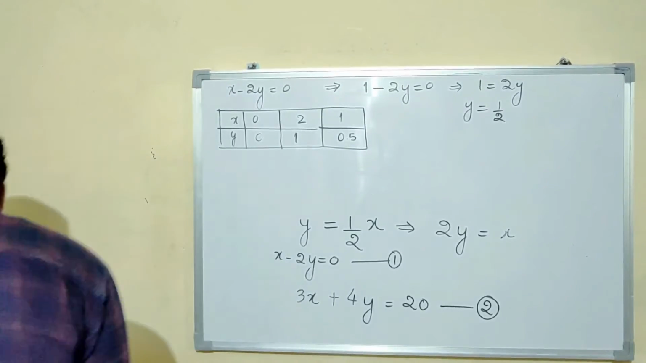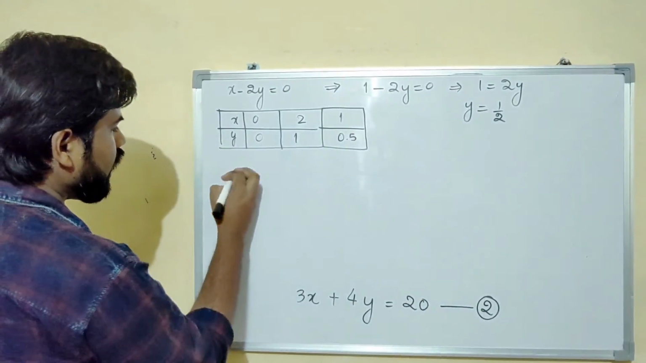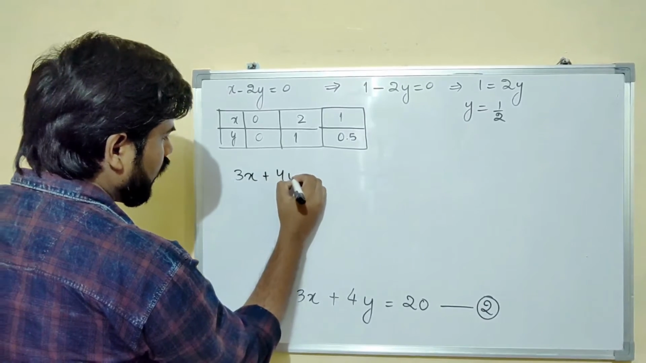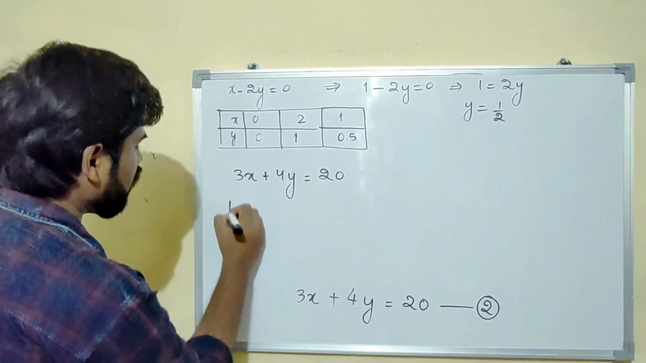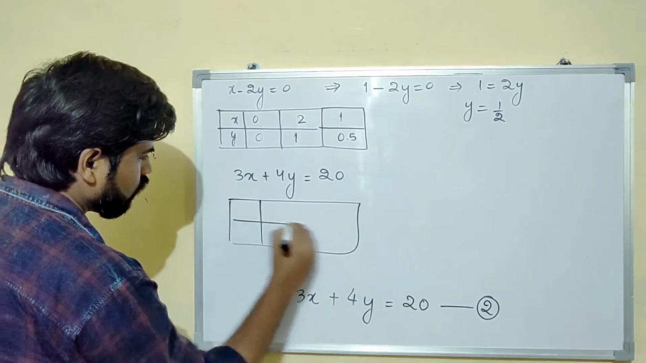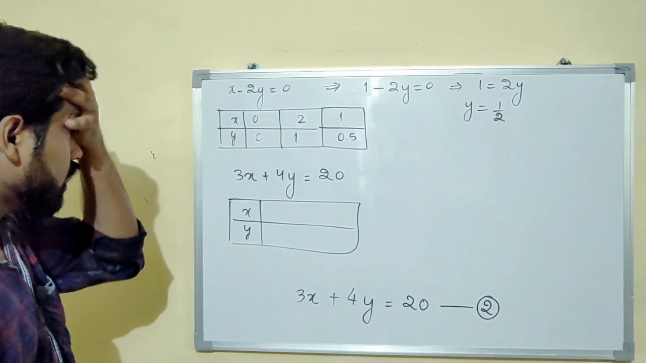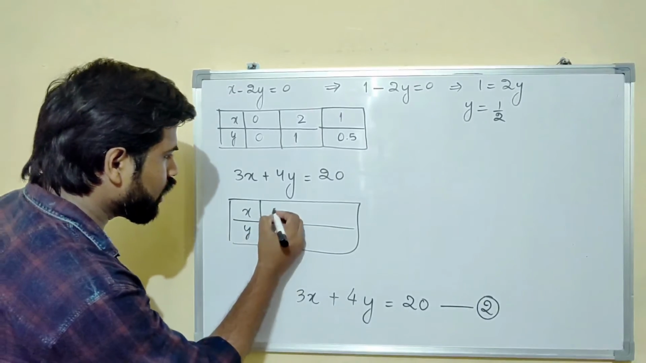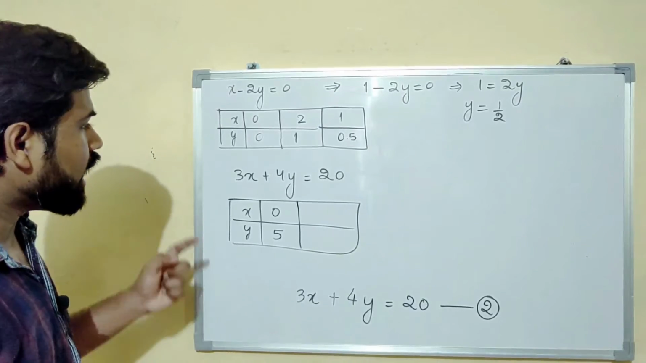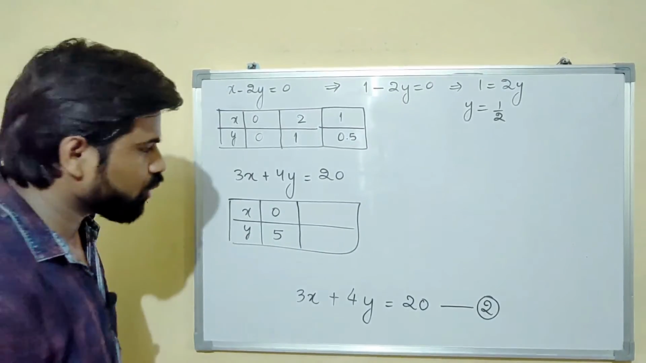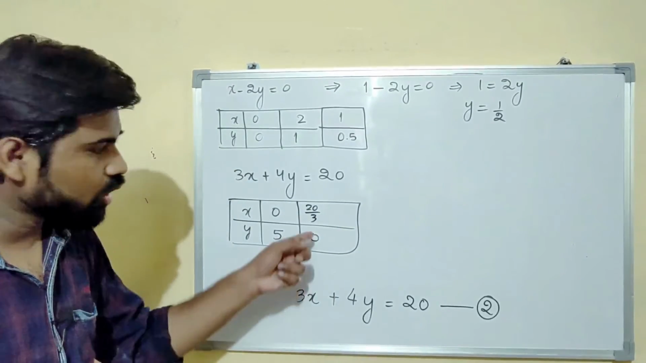Now let us find out the points for the second equation as well. The second equation is 3x plus 4y equals 20. This is your second equation. Now let us find out the points here. x and y. Let us put the value of x as 0 here. You will get the value of y as 5, right? And if you put the value of y as 0, you will get the value of x as 20 upon 3.